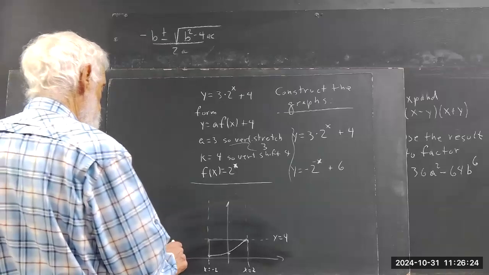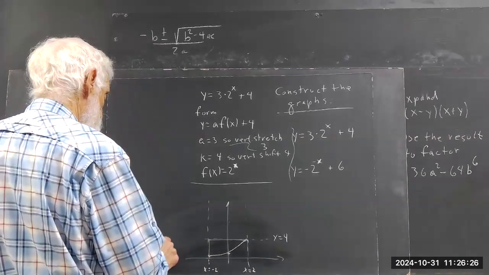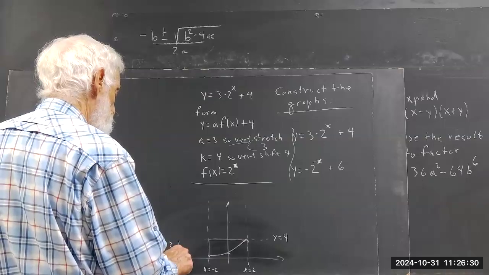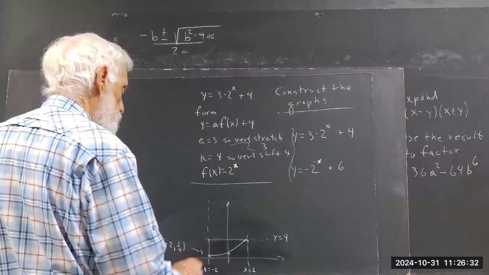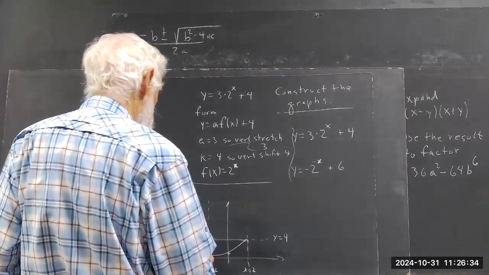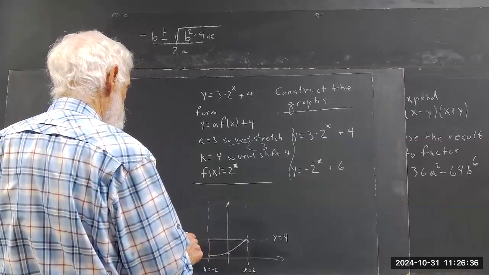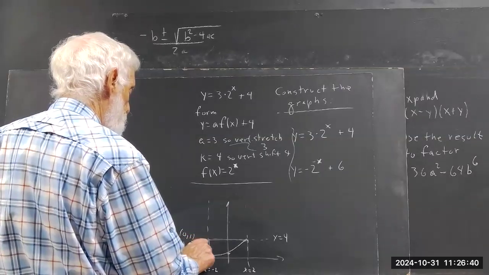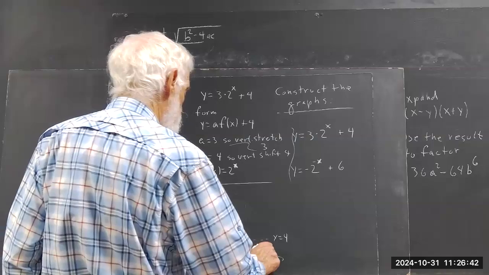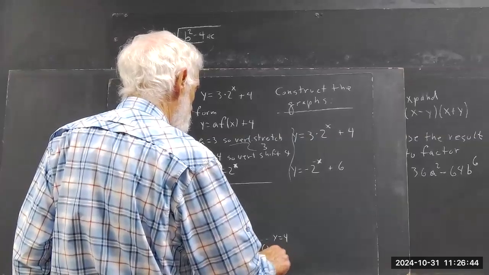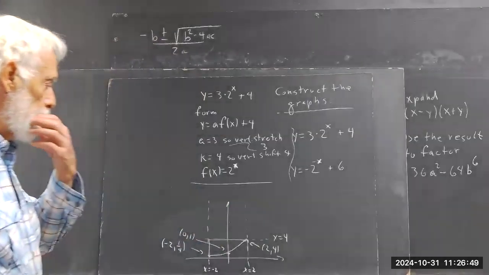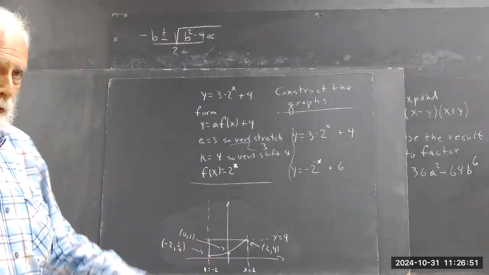I'll label those. It's unnecessary for students in my class, but the intercept here is (0, 1), and this point is (2, 4). We already have enough of the exponential function to see what we need to see.